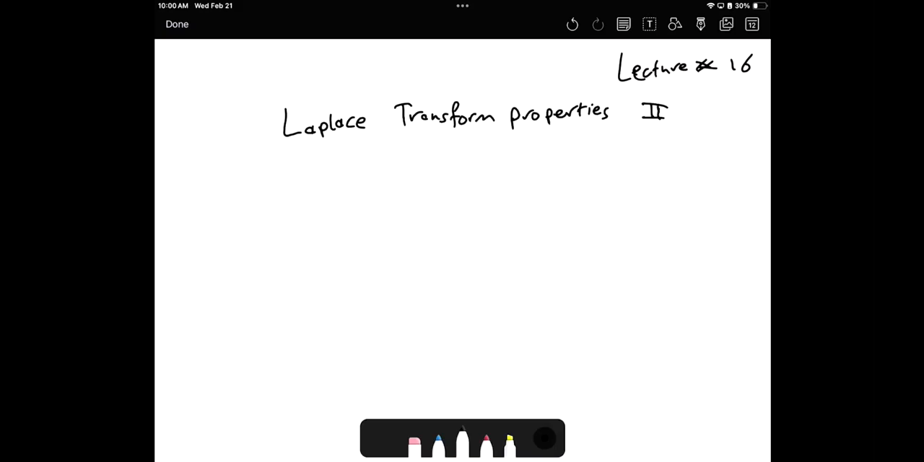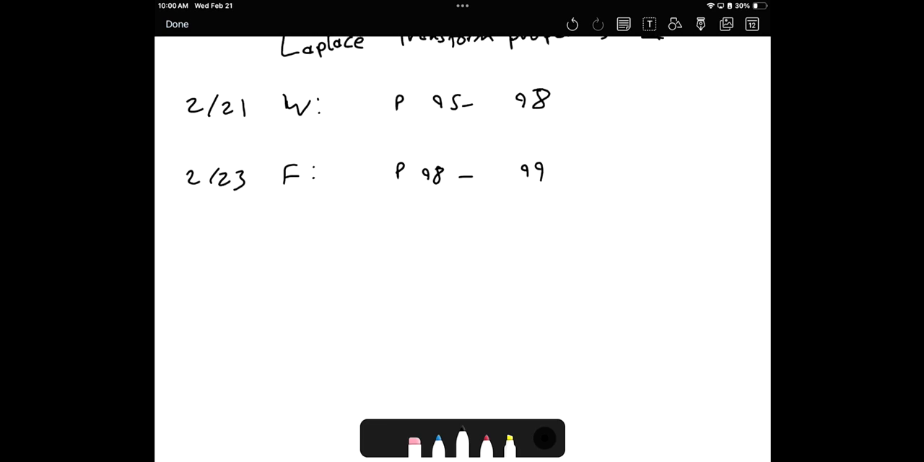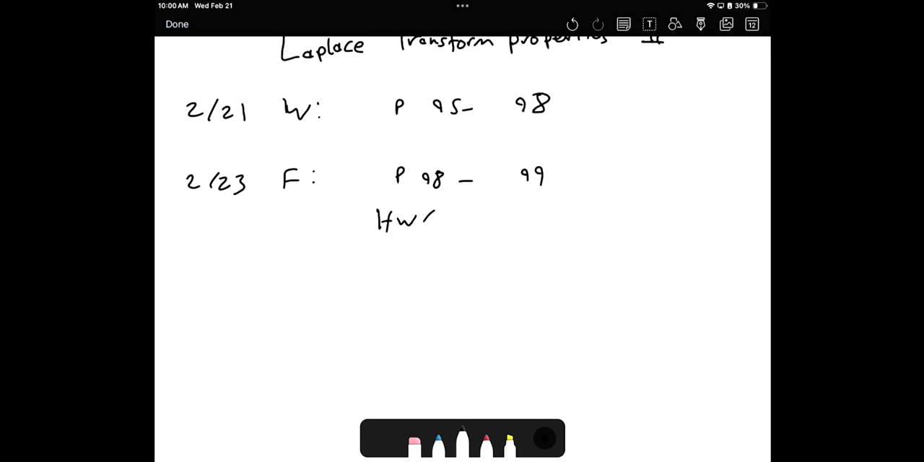Okay, today's lecture we will continue with the Laplace transform properties. Today's date is the 21st, which is Wednesday. The expected reading is pages 95 to 98. Then on Friday, the 23rd, the reading is pages 98 to 99, and on Friday is the due date for homework number 6. You can go to Canvas and see the details on homework 6, to see what you need to do.